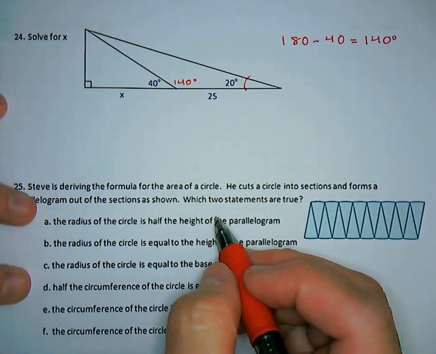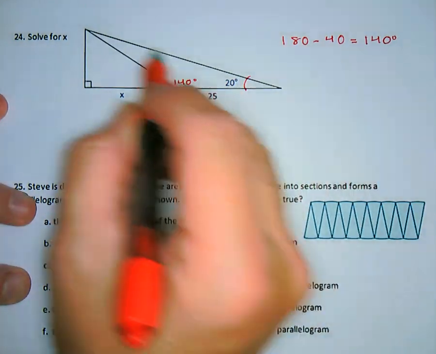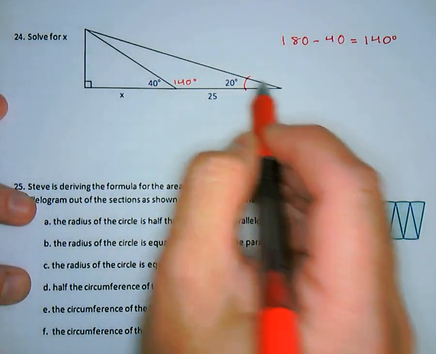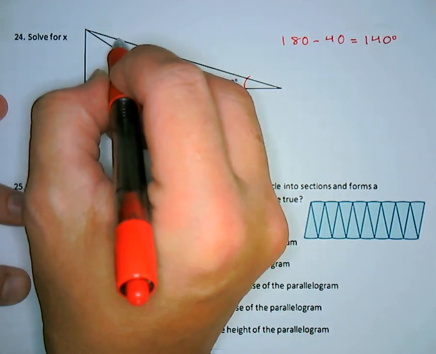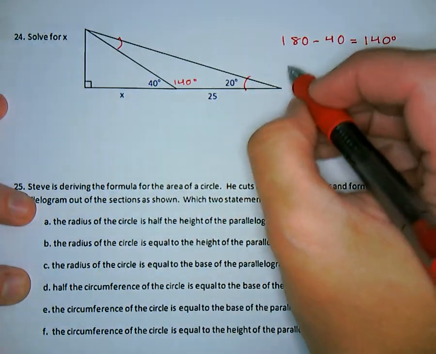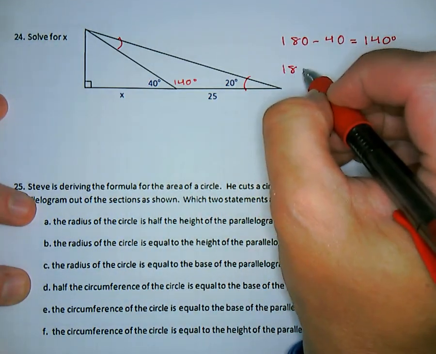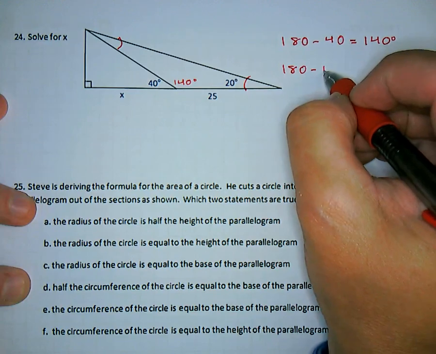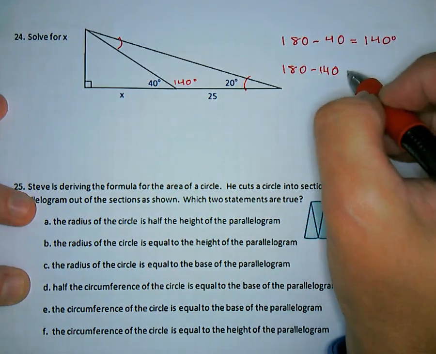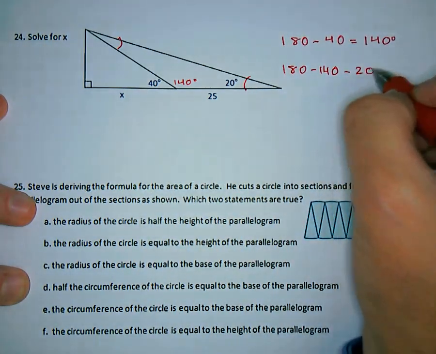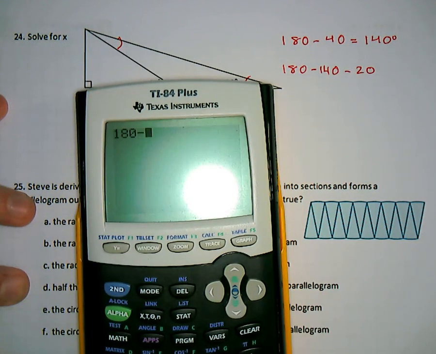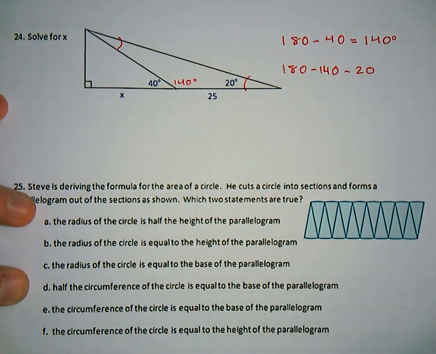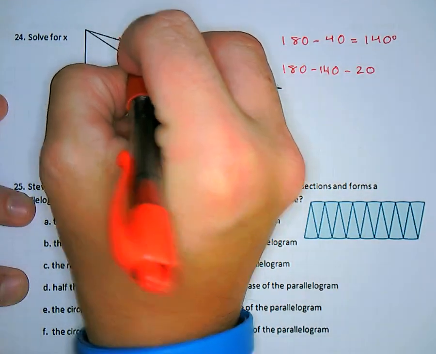Now, what can we do with this information? Well, we know that the angles inside of a triangle have to add up to 180. So we've got to figure out this angle right here. So it's going to be 180 minus the 140 minus that 20. So 180 minus the 140 minus the 20, in which case we get another 20. So this is a 20-degree angle as well.